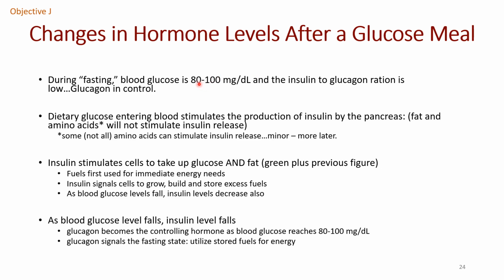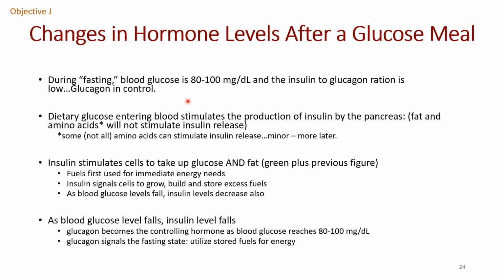And because you're at this level, there's really no need to release insulin because the blood glucose is normal. Insulin comes out when the blood glucose level gets higher than this. And so during fasting, you don't need insulin. During fasting, glucagon is maintaining this level right there. And so we call this ratio low. It's low insulin, high glucagon. Glucagon is in control.